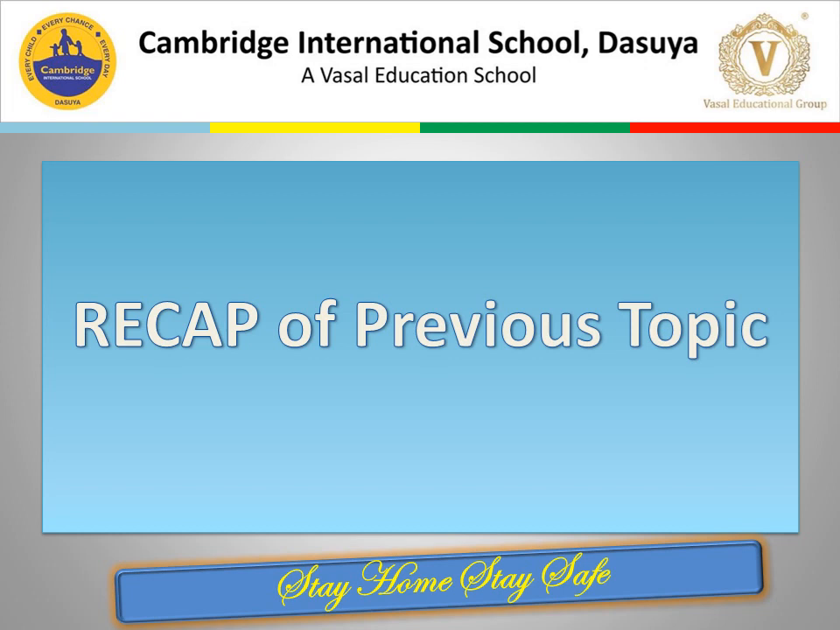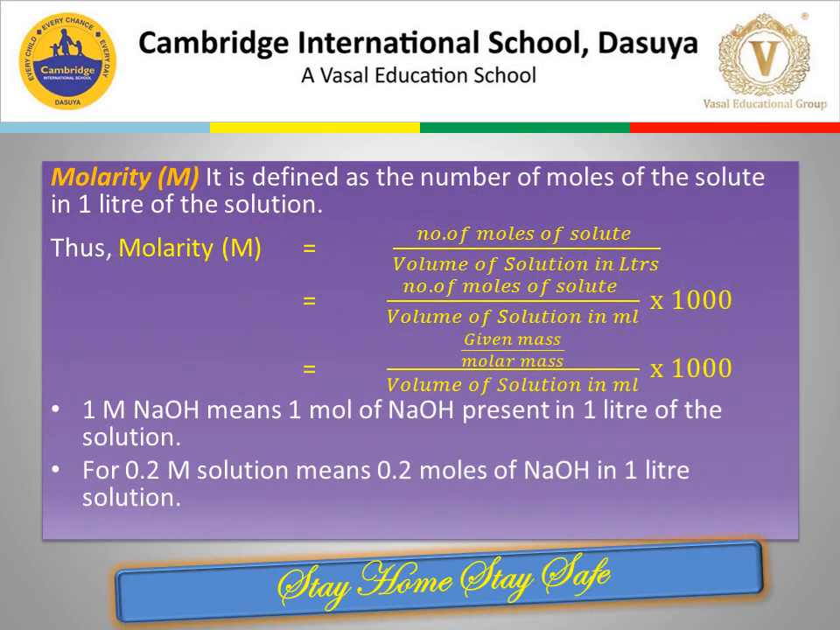Let us quickly revise what we had done on the previous day. Now let us see what molarity is. Molarity is defined as the number of moles of solute in 1 liter of solution. That is, molarity equals the number of moles of solute upon the volume of solution in liters. At times the volume of solution is given in ml, so to convert it into liters we have to multiply it by 1000.